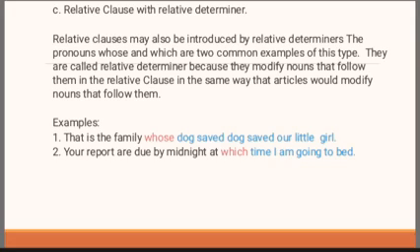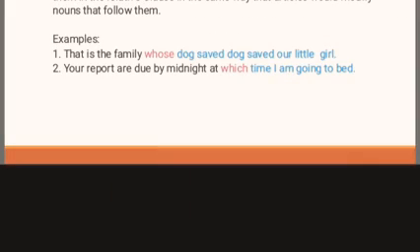Now look at this. This is the family whose dog saved our little girl. The relative clause there is whose dog saved our little girl, and it is modifying the family, telling us what kind of family, which family am I talking about, isn't it?